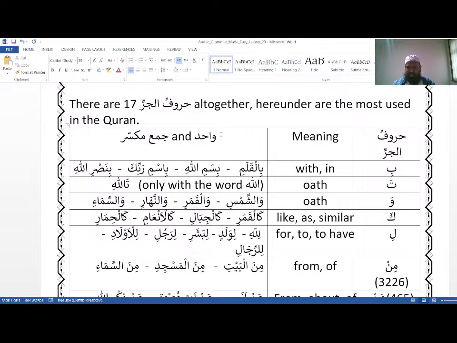Next, li, another famous harful jar, gives the meaning of for, to have, to own something. Lillahi, for Allah, belongs to Allah. Liwaladin, libasharin, the word bashar, mankind, human. Lirajulin.